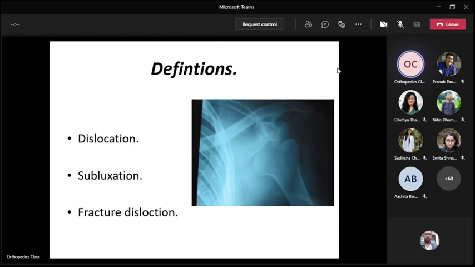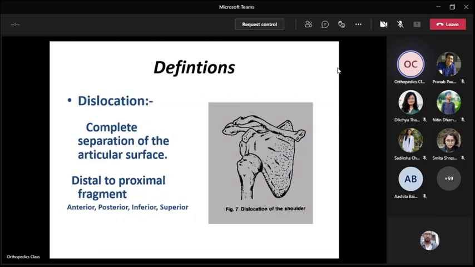So we will be discussing dislocation, subluxation, and fracture dislocations. So what is dislocation? This is an example of the shoulder joint. You see the scapular glenoid is there and the head of the humerus. When they articulate, they make a shoulder joint. When the relation between both the bones is completely separated, they are not aligned, that is called dislocation. So complete separation of the articular surface is called dislocation.